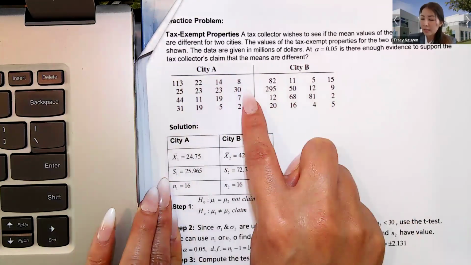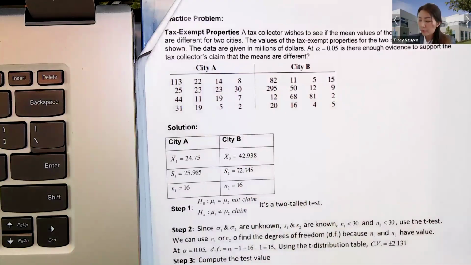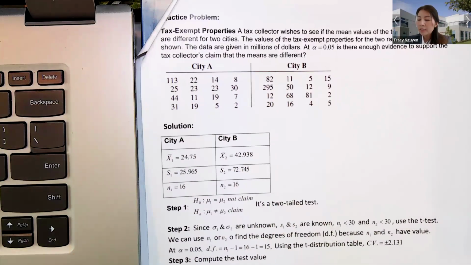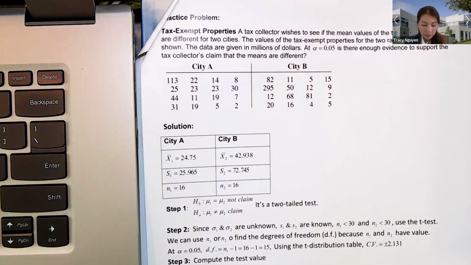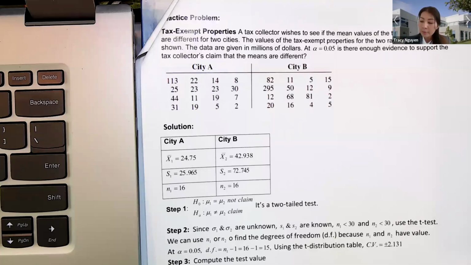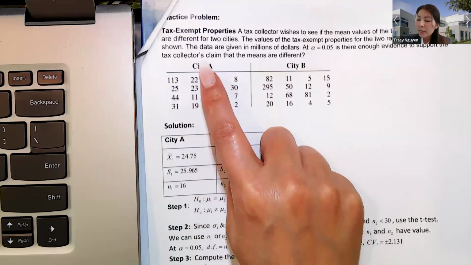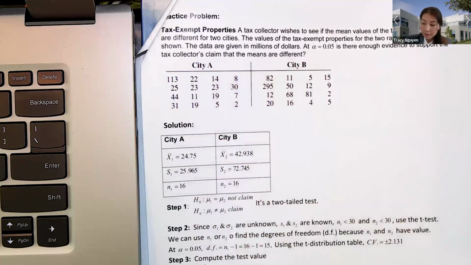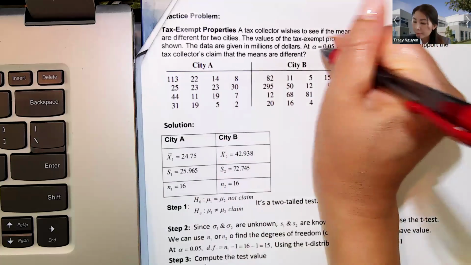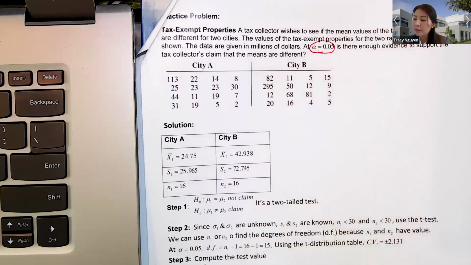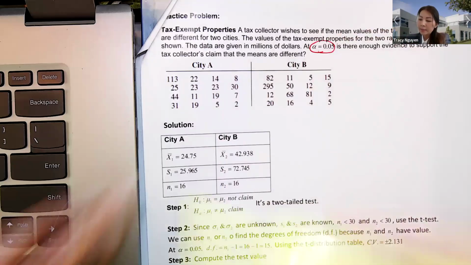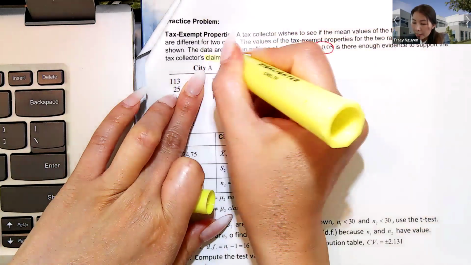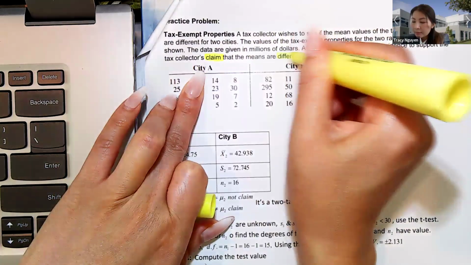We have raw data, okay? So as you already know, with raw data, we would need to get the data summary, and I'll review how to get the data summary in a minute. The data are given in millions of dollars. Alpha is equal to 0.05. Is there enough evidence to support the tax collector's claim? And what's the claim? Let's highlight the claim. The claim that the means are different.